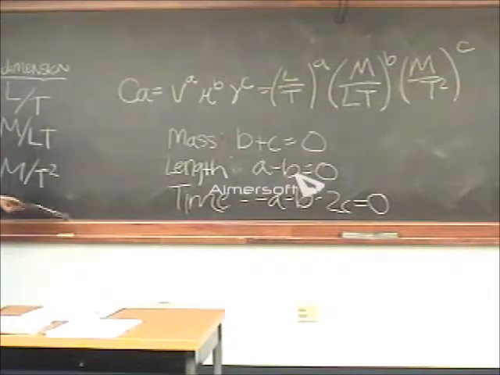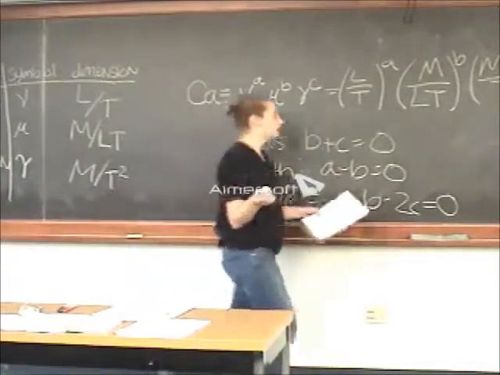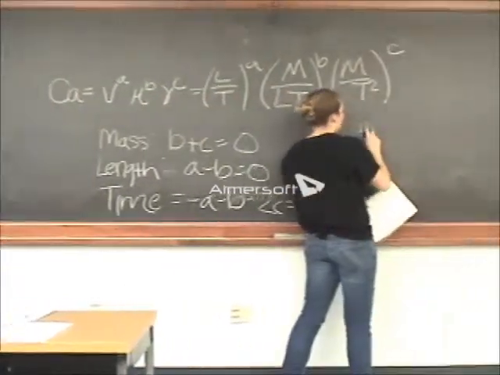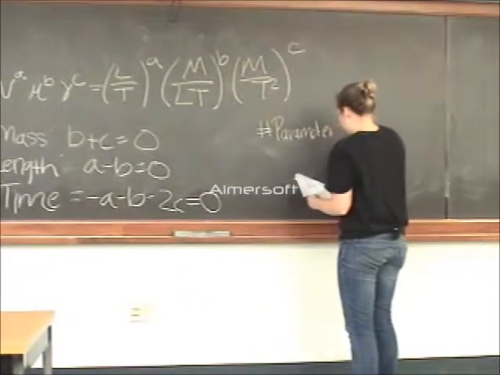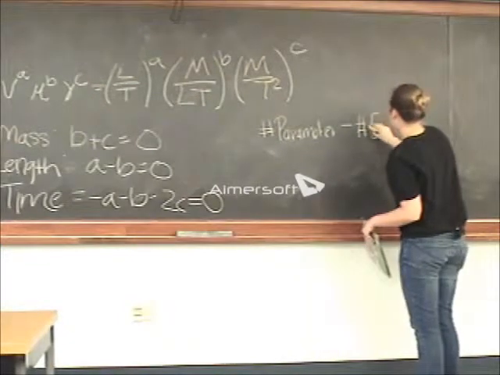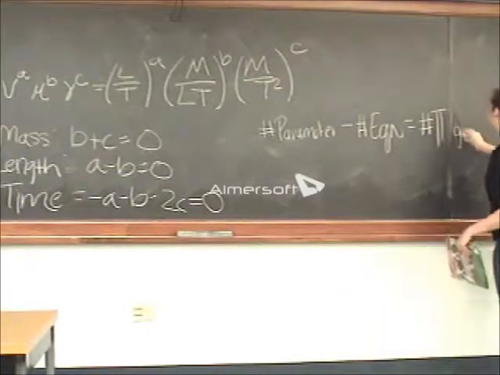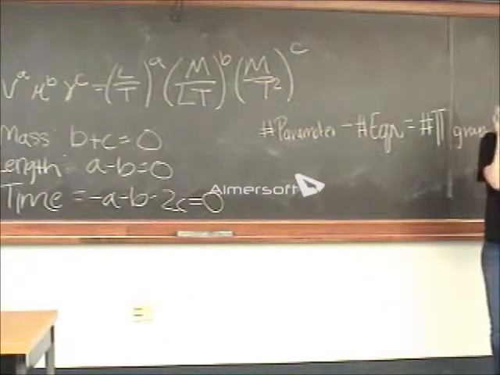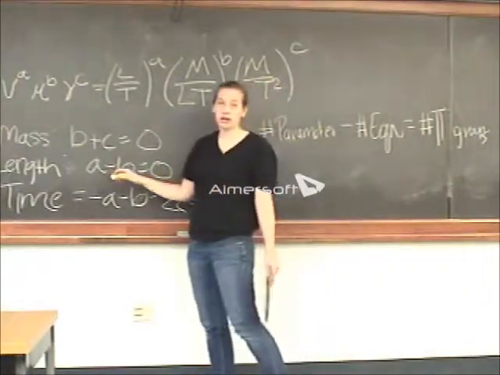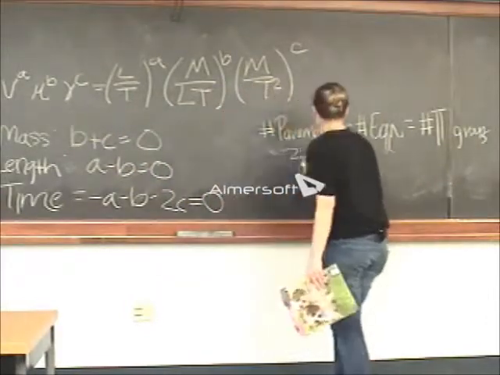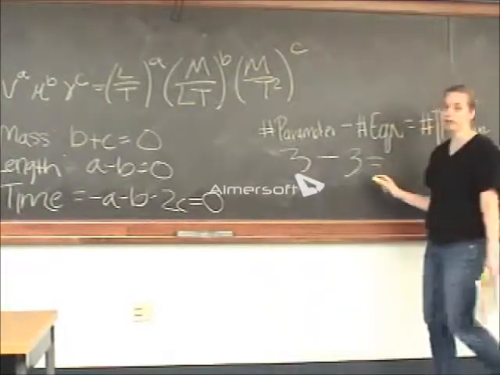So one thing that I want to check here is that I like to make sure that I have the right number of groups. Because I can always say that my number of parameters minus my number of equations is going to be my number of pi groups. Right? That makes sense. So how many parameters do I have here? 3, right? How many equations do I have? 3. So how many pi groups am I going to get?